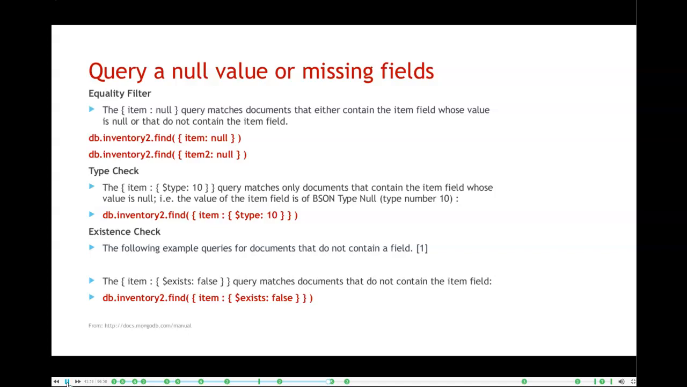Find for me any documents, meaning any record, where if I check exist for the item, it should be false, meaning there's no item. The same thing. So this one, the query matches the documents that do not contain the item field. This is slide 5, so we can run this one if you want.